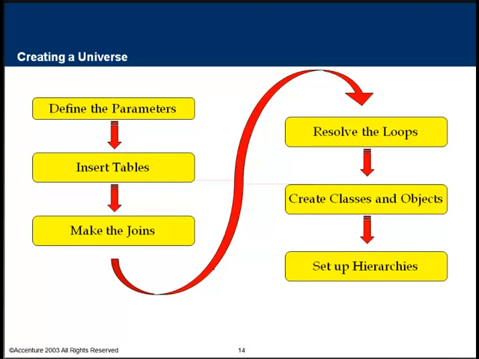Once you have created the joins between tables, sometimes it will form a continuous path. You just need to resolve that loop. That is resolve loops, which we'll discuss later. And the fifth step: if you want to rename a column according to the end user requirement, you cannot rename it in the table. You just need to convert the table into a class and the column into an object. There you can rename according to the end user requirement. That is create classes and objects.